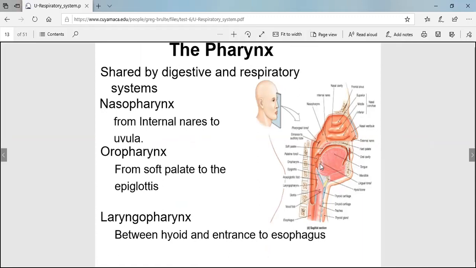Lingual tonsils on the tongue here, or at the base of it. And then there's your epiglottis, right? And so mainly I would just put a bracket. What area is that? Laryngopharynx. What area is that? Oropharynx. What area is that? Nasopharynx. That kind of thing.